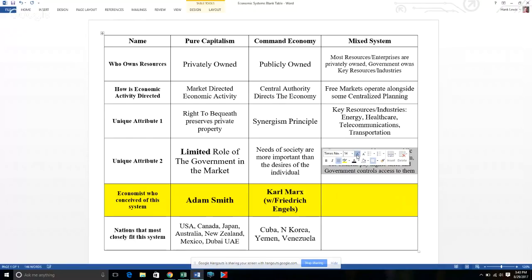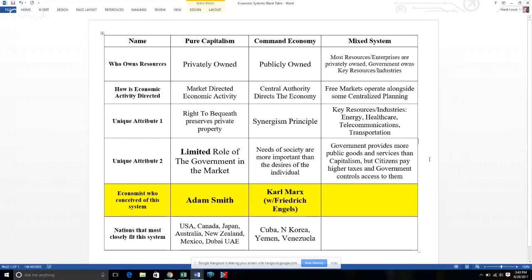Now, a couple of things to mention here. The government provides more of what we call public goods and services than we see in capitalism. Public goods would be things like parks, paved streets, bus services and the like. Public services would be things like the public school system, okay, for education. But the thing is, citizens are going to pay higher taxes for these public goods and services, and the government controls access to them. One of the reasons why people are very resistant to going to national health care policy in the United States is because people pay higher taxes in those countries where they have a national health care tax.